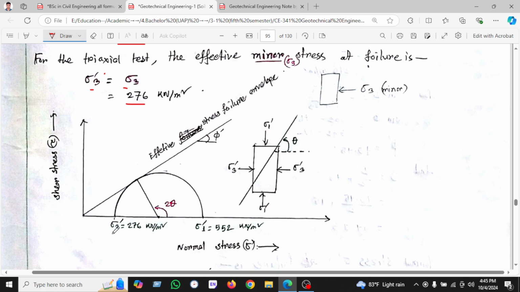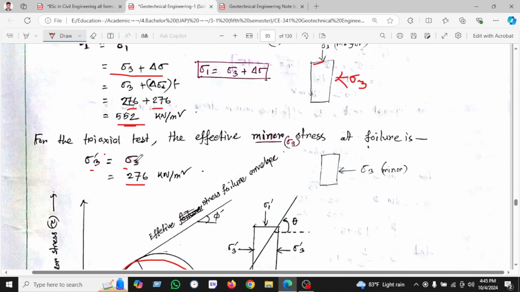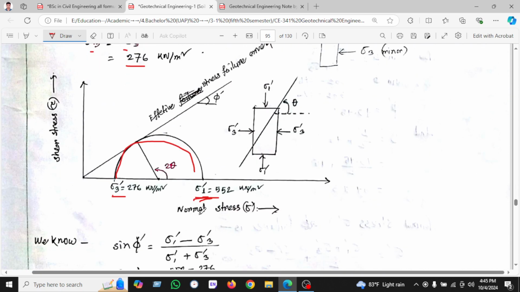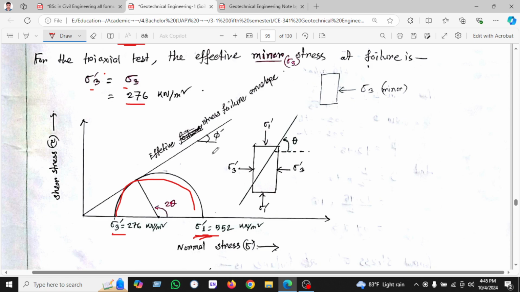We can see here the sigma 1. At first we are drawing the circle, then we mark sigma 1 prime, which is 550, and sigma 3 prime is 276. Sigma 1 must be greater than sigma 3, and we have found that angle. You can see this is the graph. This is sigma 1 prime, and this is sigma 3 prime, and this angle will be theta.